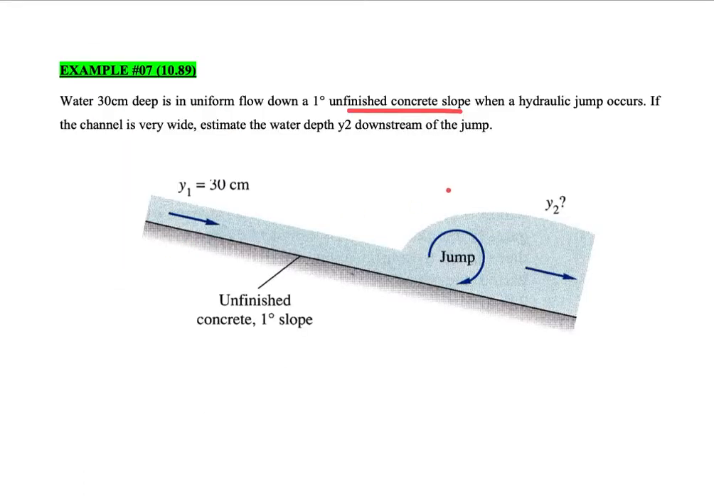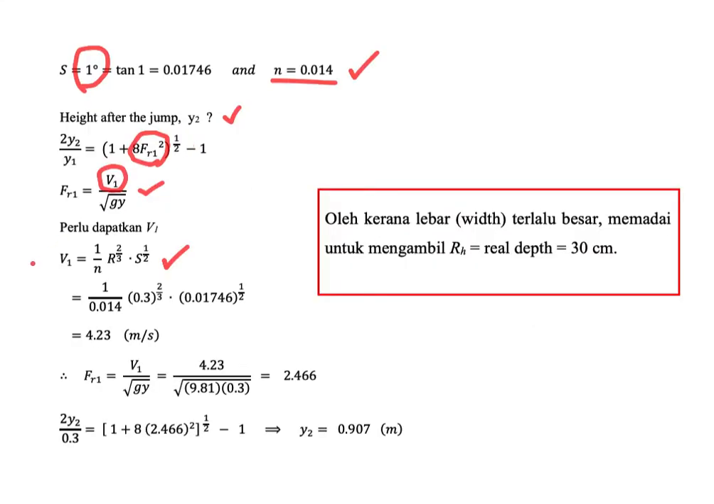If you see the situation here, they give the data in SI units, which means your Manning equation should use 1 over n. If the question is given in British units, you need to use 1.49 over n in your calculation. Here, to get V1, we need to calculate the hydraulic radius.